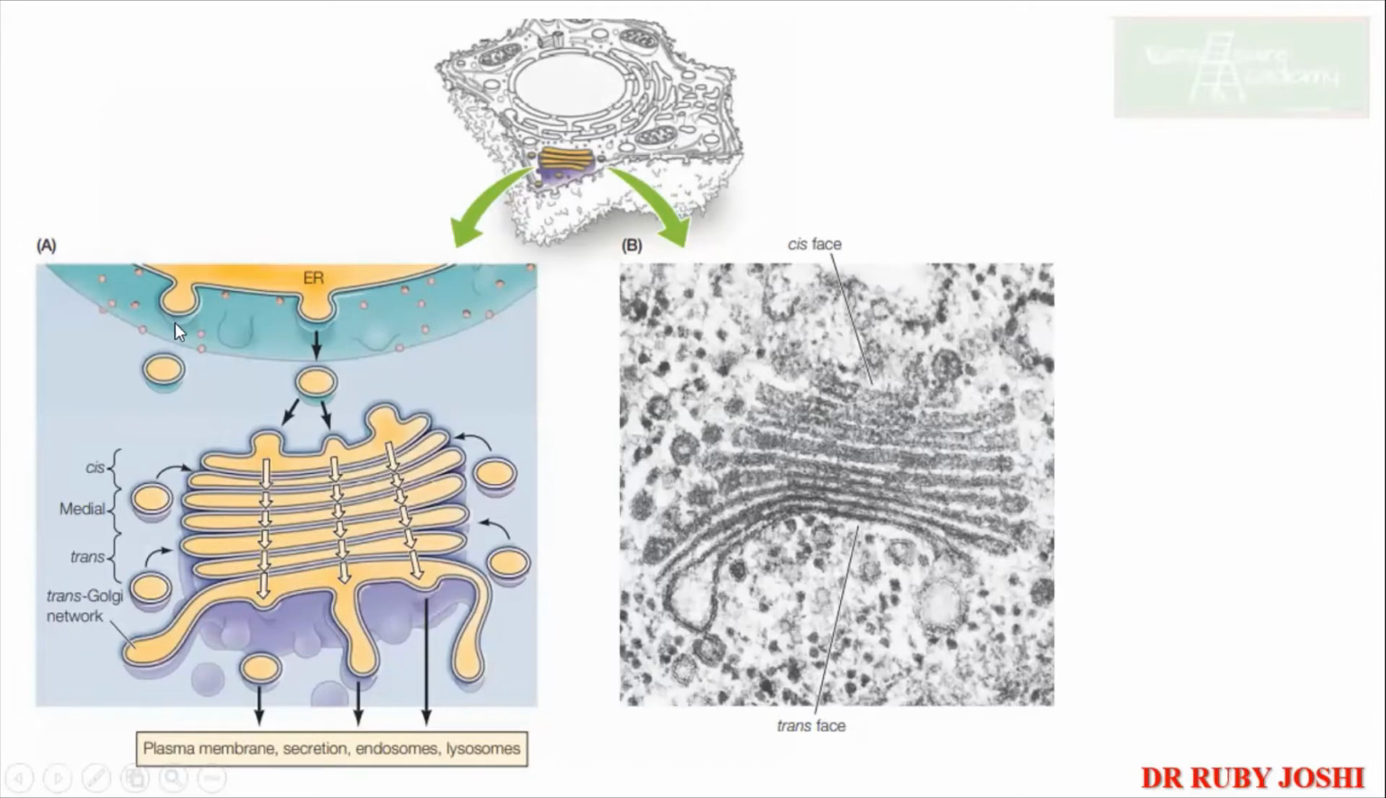Similarly, over here, the cis region is for your ER, then medial, or the intermediate, we say. Then the trans region is the trans Golgi network region, from where most of the vesicles are formed, which is meant to transport the proteins to the plasma membrane, or meant for secretion, or the vesicle fuses with the endosomes or lysosomes.